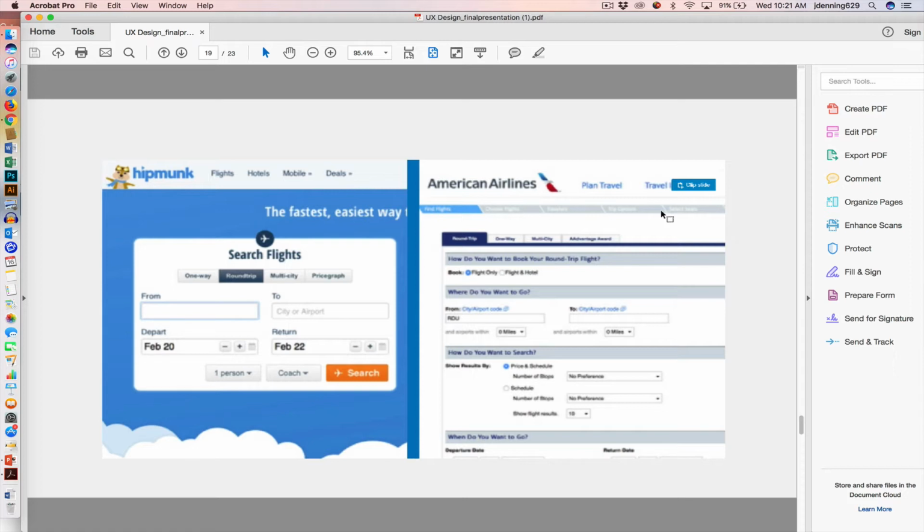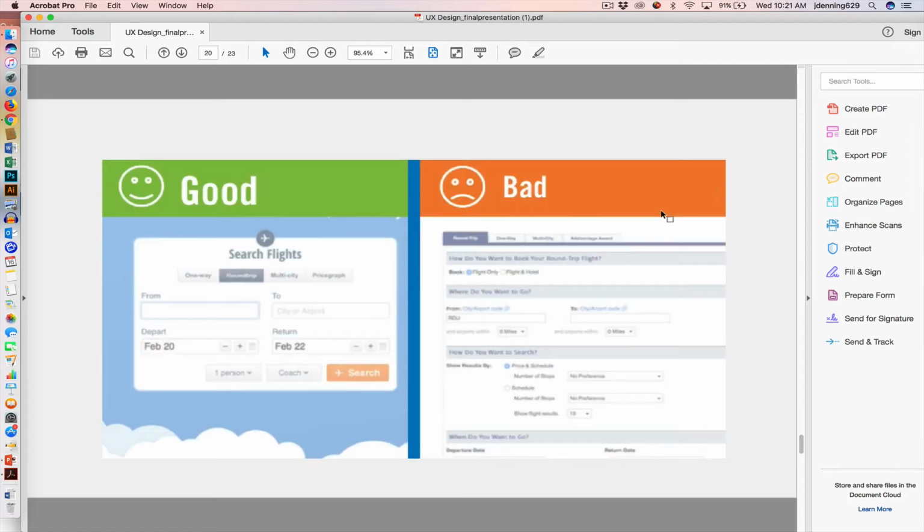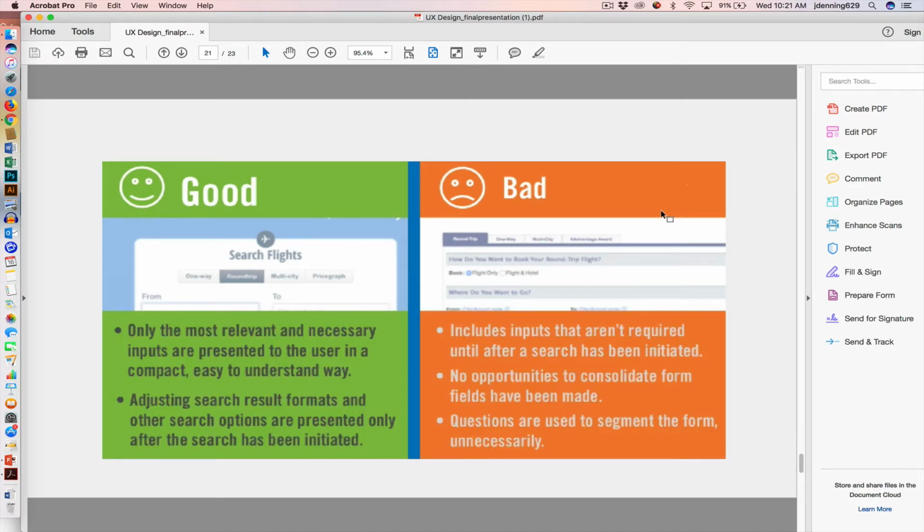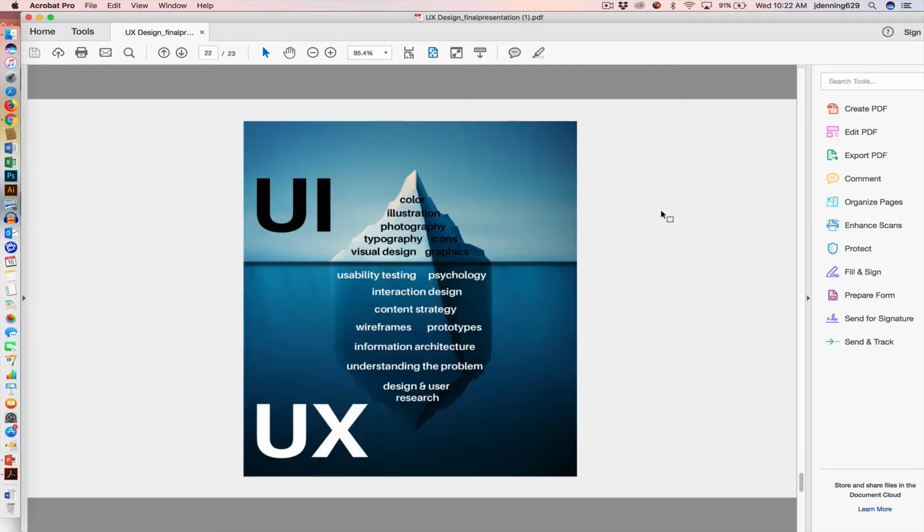And then you have two ways to search flights, one through Chipmunk and one through American Airlines. The good is the easy way, where only the most relevant and necessary inputs are presented to the user in a compact, easy to understand way. Adjusting search result formats and other search options are presented only after the search has been initiated. The bad includes inputs that aren't required until after the search has been initiated. No opportunities to consolidate form fields have been taken. Questions are used to segment the form unnecessarily.